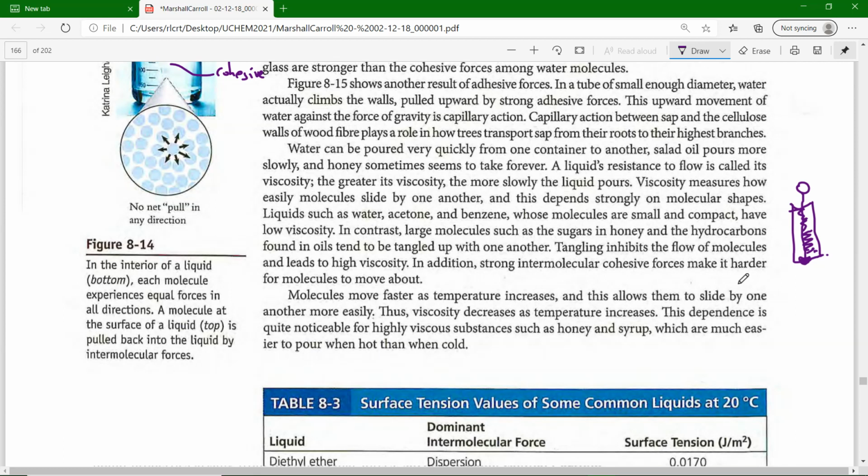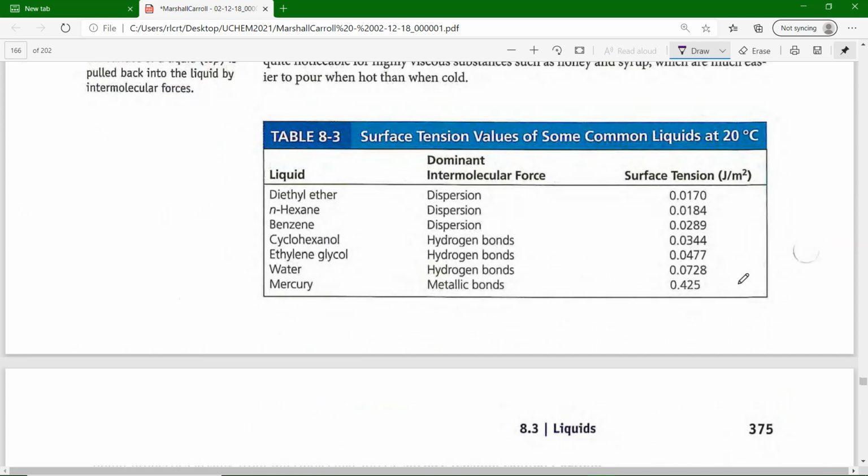We also said at higher temperature, the viscosity decreases. If you have hot honey or hot syrup, it's going to be much easier to pour when hot than when cold.